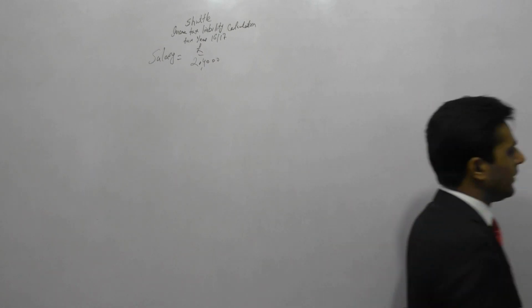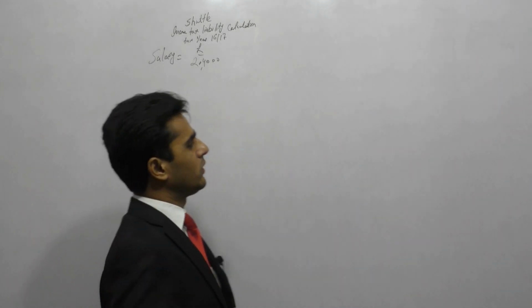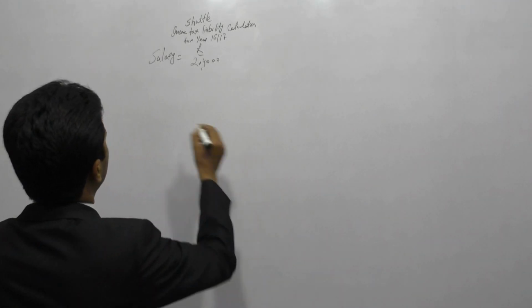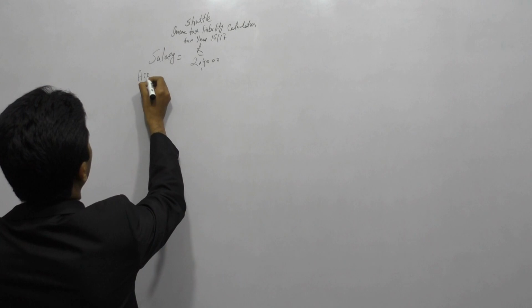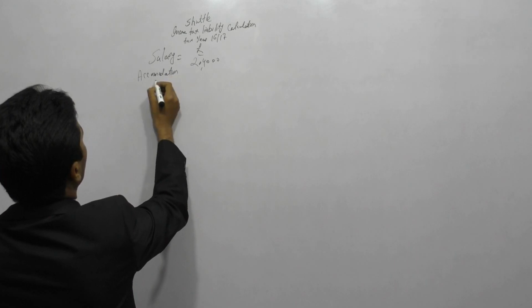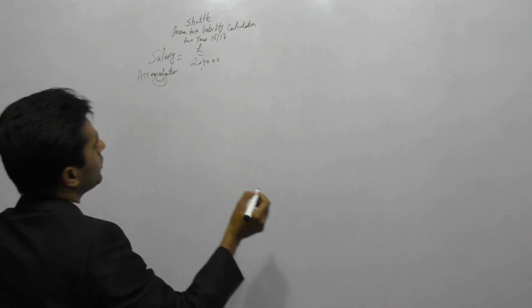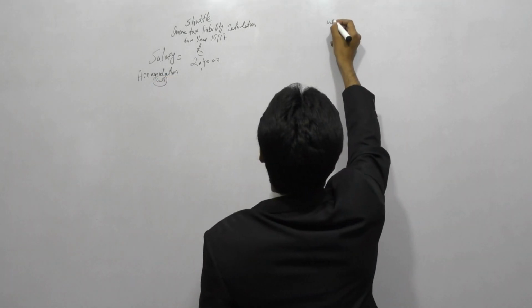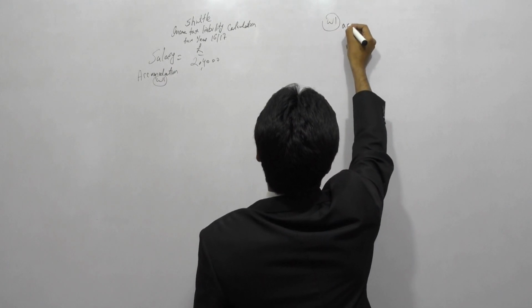We need to take how much the employer has paid for it, and whether the value is over 75,000 or not. So it is over £75,000. So we'll just write down accommodation here, the house, and working number 1. So let's write down working 1 here, and it is accommodation.